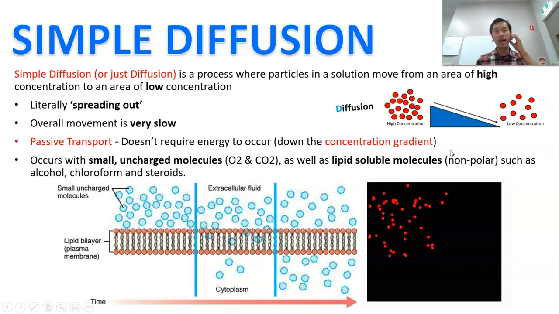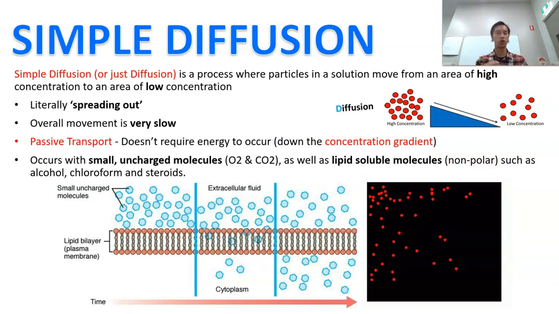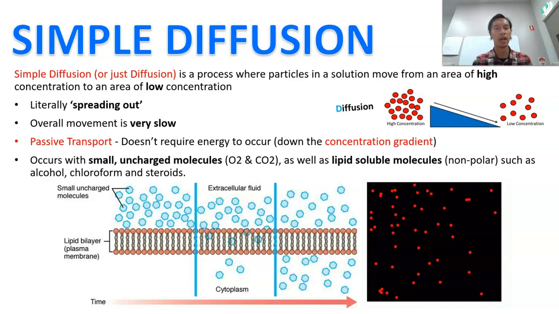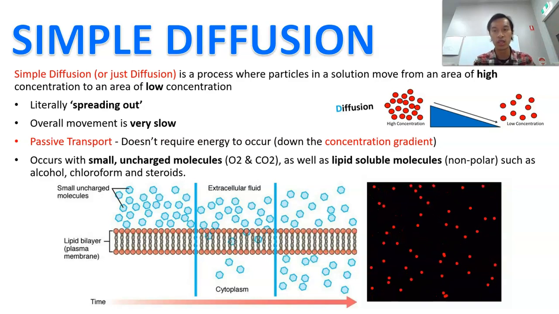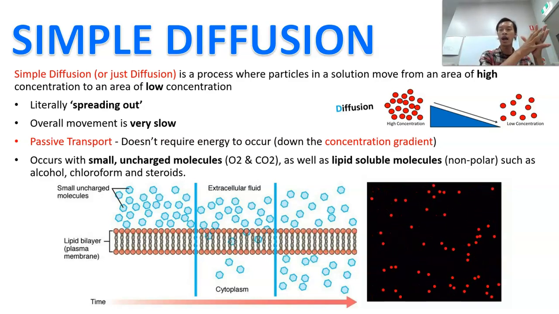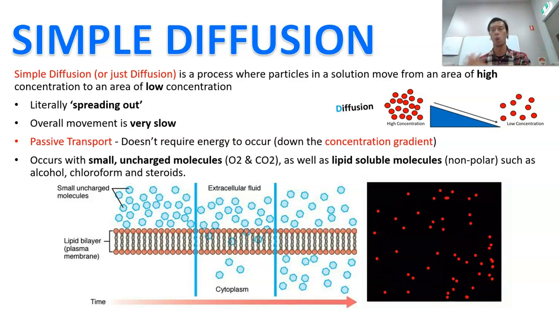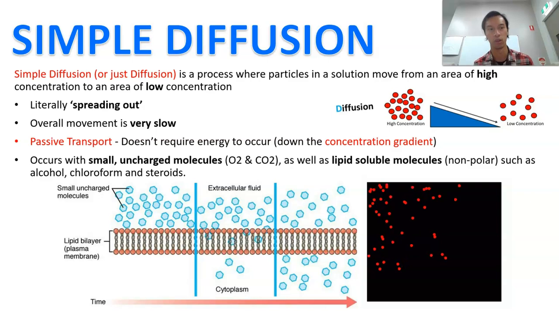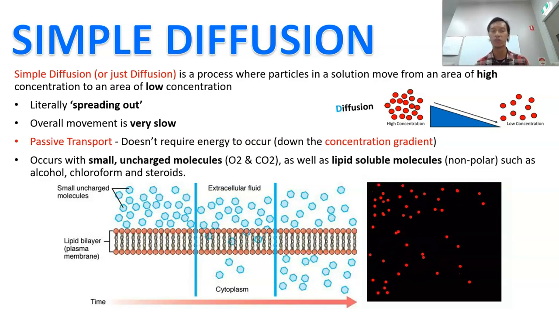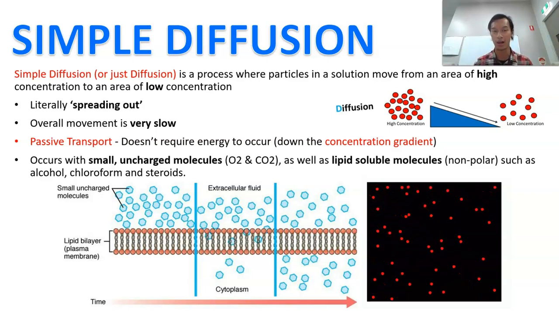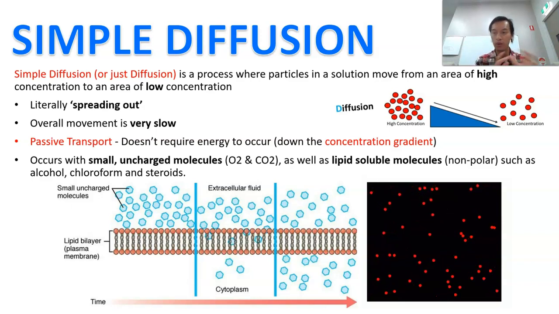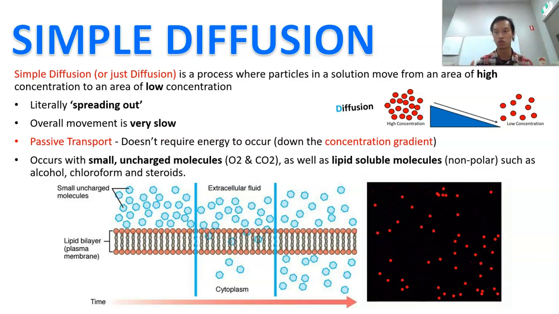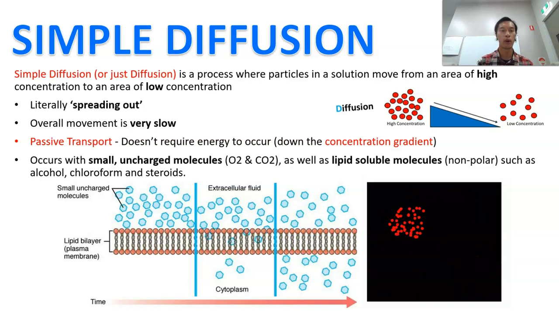All right, let's start with simple diffusion. So simple diffusion, or simply just diffusion, is when particles in a solution are going to move from high concentration to low concentration. Literally, diffusion is the spreading out of molecules, okay? General movement of diffusion is actually very slow and random, okay? So it randomly moves around until it spreads out and evenly distributes itself across the whole area.